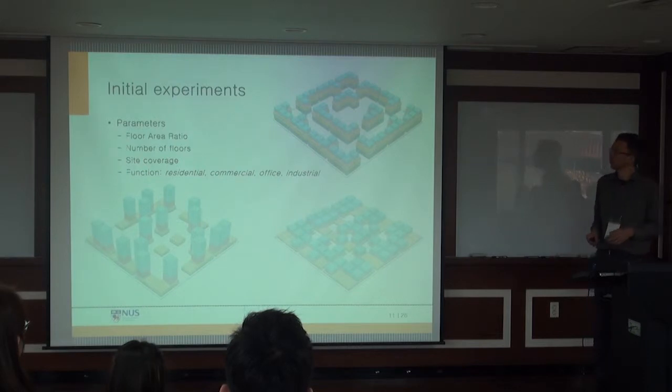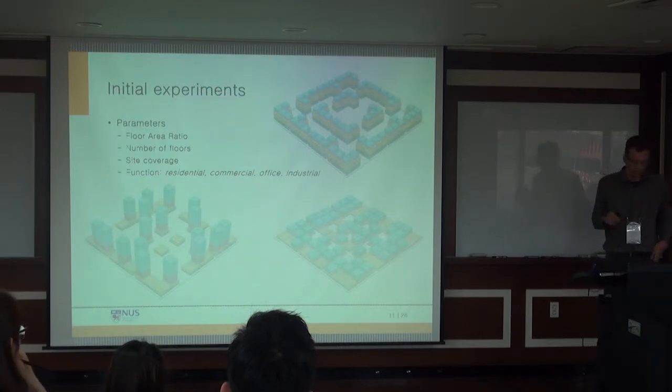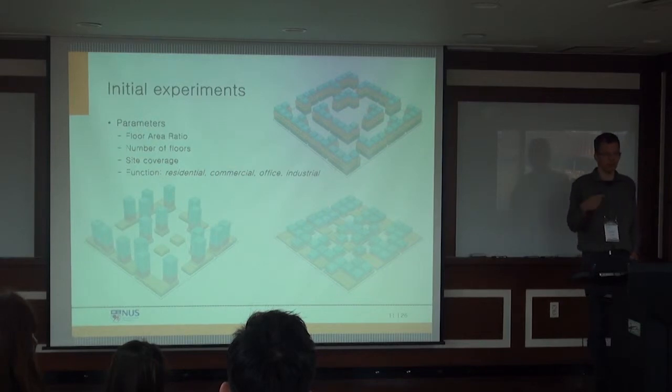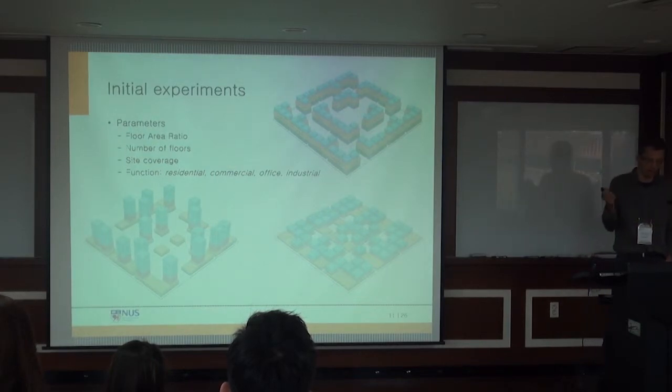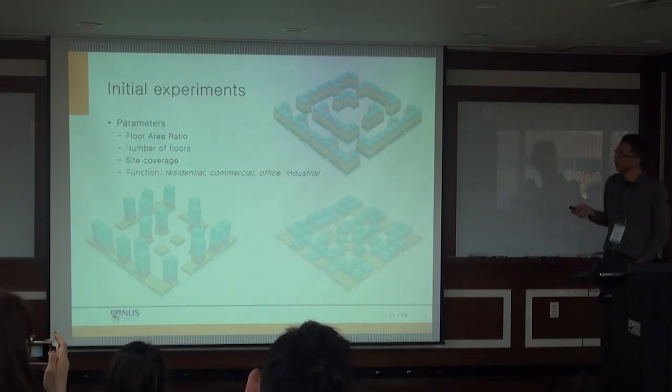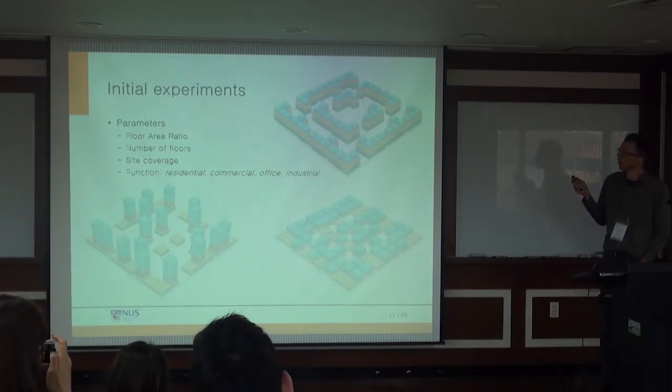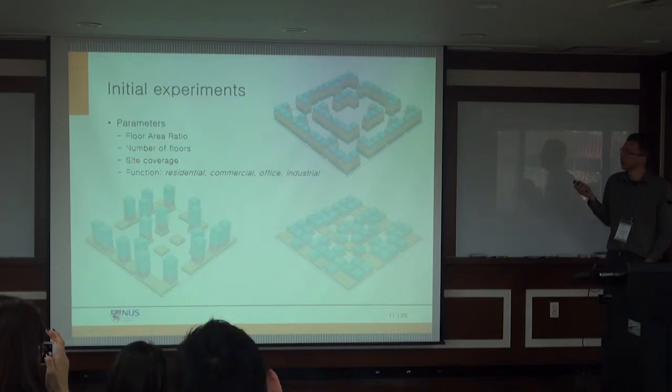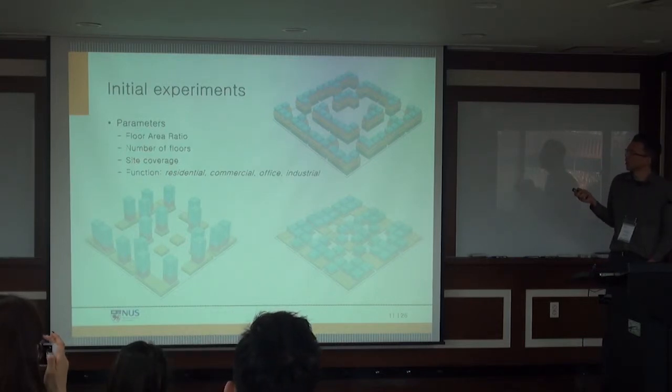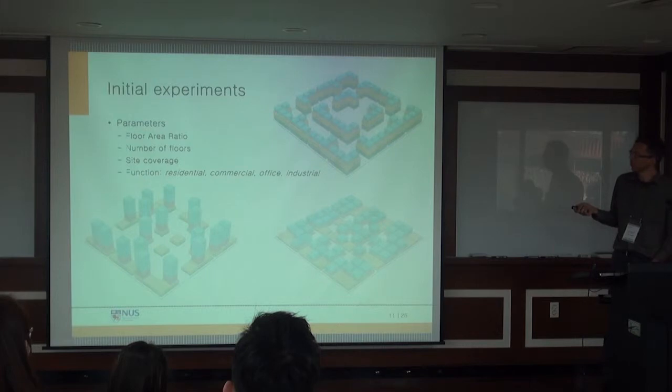So we did some experiments. The first initial experiments were actually done before the winter school. They were shown to the students, they were made available to the students, but within the time constraints and the knowledge of the students, they were not able to make use of it. We selected a very limited number of parameters, such as floor area ratio, number of floors, site coverage, and function, focusing on residential, commercial, office, and industrial.